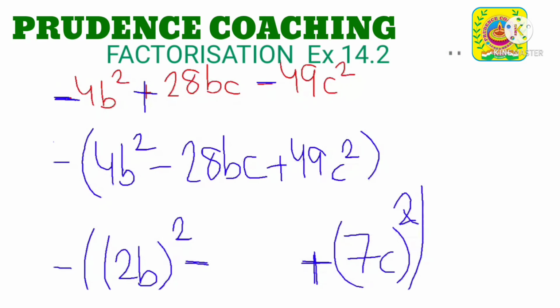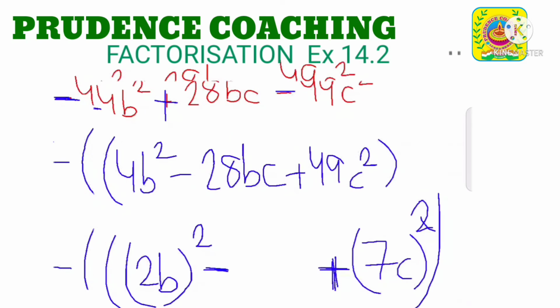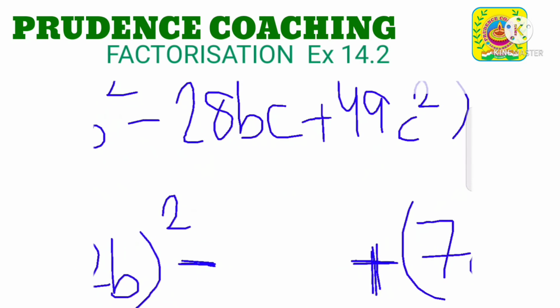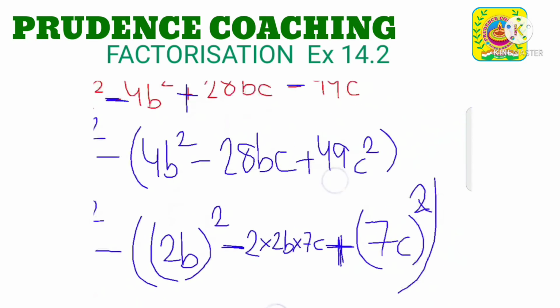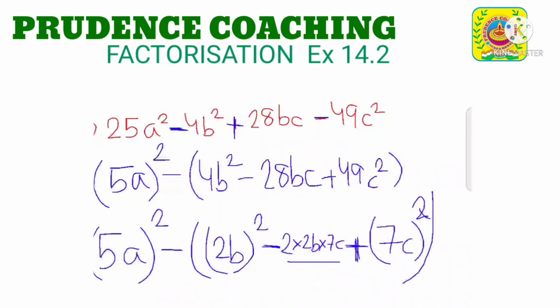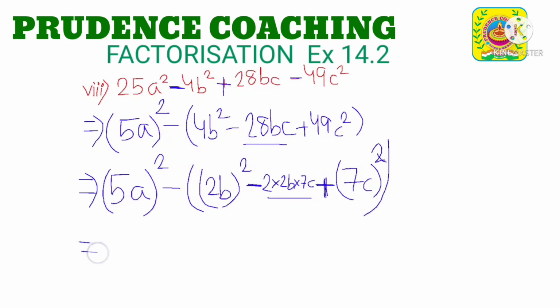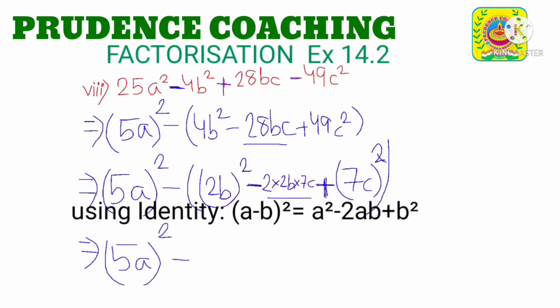Now if we look at this, it is a square minus something plus b square. So let us fill this gap with 2ab. So here 2 into a is 2b, into c is 7c. So if we just calculate it, we are getting here it is 28bc. So our assumption is correct. So we can write this as 5a the whole square as it is, minus this one is a square minus 2ab plus b square, that can be written as a minus b the whole square. But here a is 2b and b is 7c. So 2b minus 7c the whole square.